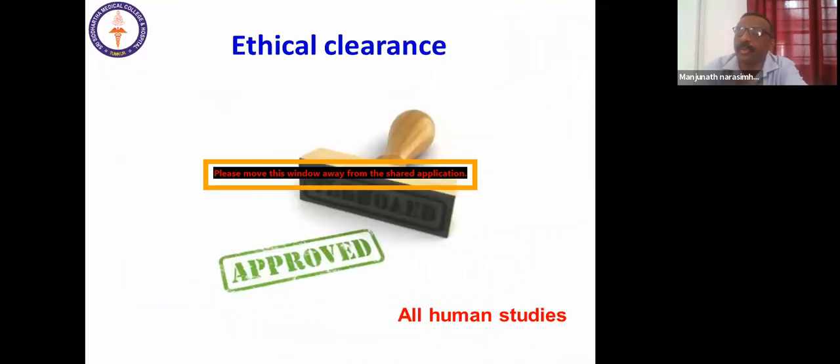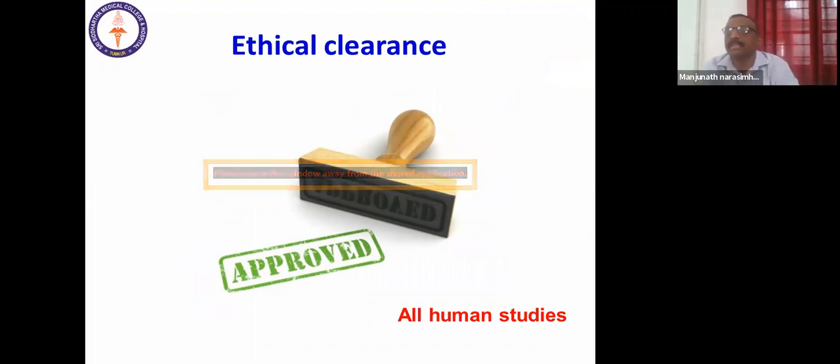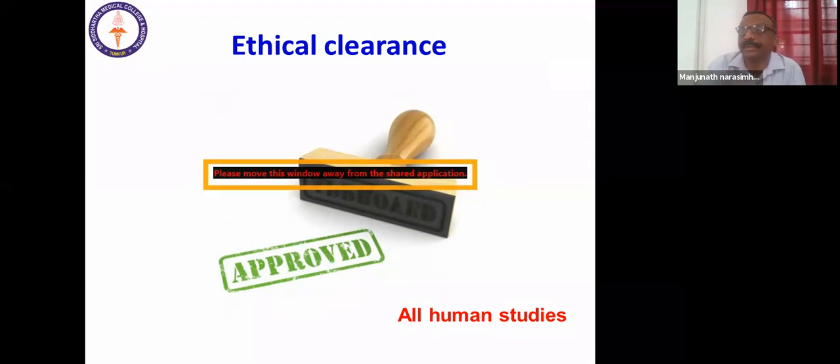Number one, any studies involving human beings should always have ethical clearance. Even if you want to do an animal experiment, there should be an approval letter. Only if you have got the approval letter can you do a study. So in your synopsis, you can just write, applied for ethical clearance, awaited. While submitting for your scientific review or ethical clearance, it is awaited.